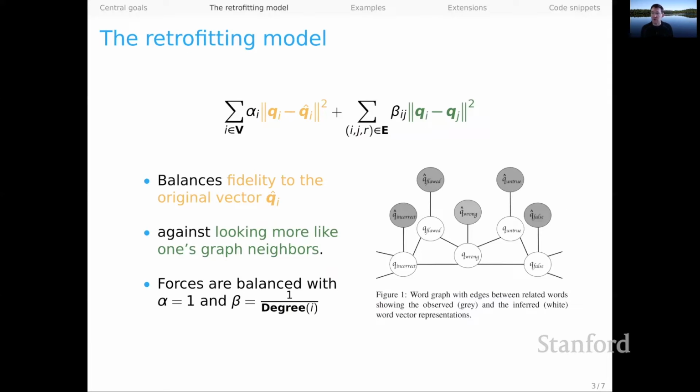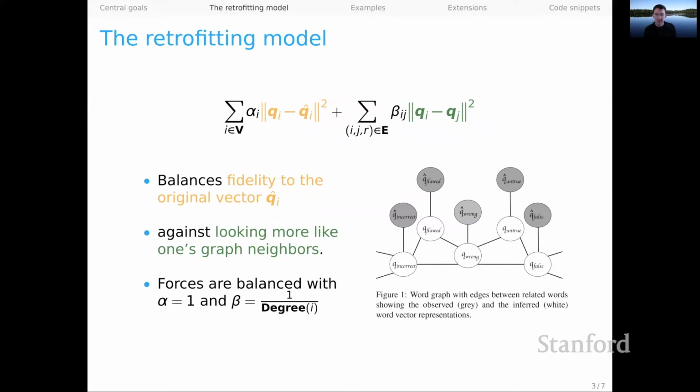So here is the retrofitting model. It consists of two sums, and they constitute kind of opposing forces. Imagine that we have an existing embedding space like GloVe or some embedding space that you built yourself. That's Q hat. And we're learning these Q_i's and Q_j's. The term on the left is basically saying, remain faithful to those original vectors as you learn these new vectors Q_i. Try not to be too dissimilar from where you started.